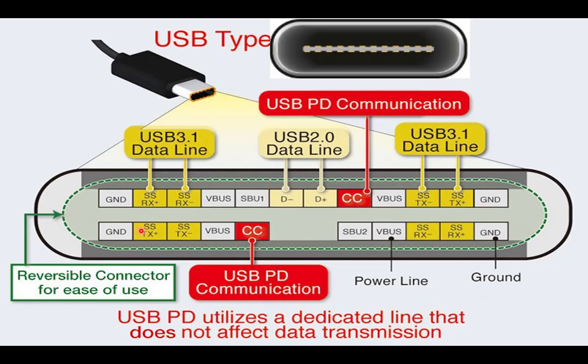Number two, Type C is backward compatible. That means USB 2 is also there. The D plus and D minus are there in the Type C connector, plus USB 3 is also there, the transmit lines, and because it is reversible there are 2 transmit, and receive also. So USB 2 and USB 3 are both there, plus the speed is very high compared to USB 3.